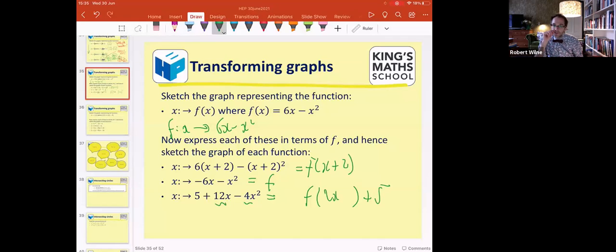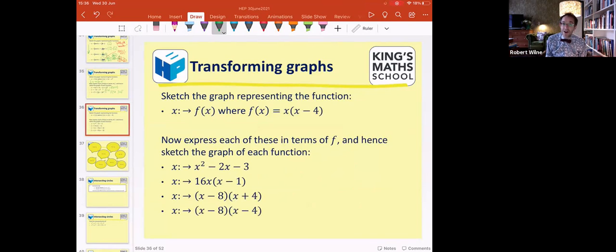Then we have to add on the 5, and then the one in the middle might be f of negative x. Let's check that. Does that work? Because then we'd have 6 lots of negative x, which is negative 6x, and then we'd subtract negative x all squared, so subtract x squared. Yes, so I agree. Those are the three transformations, and then of course we can now draw the graph. And we can just make it a bit harder, a bit more challenging.